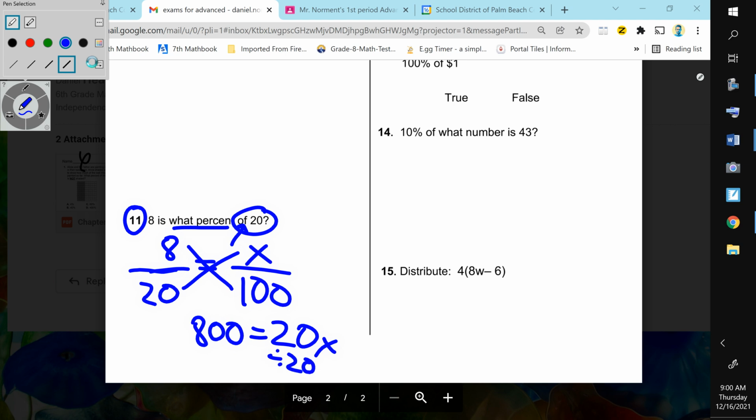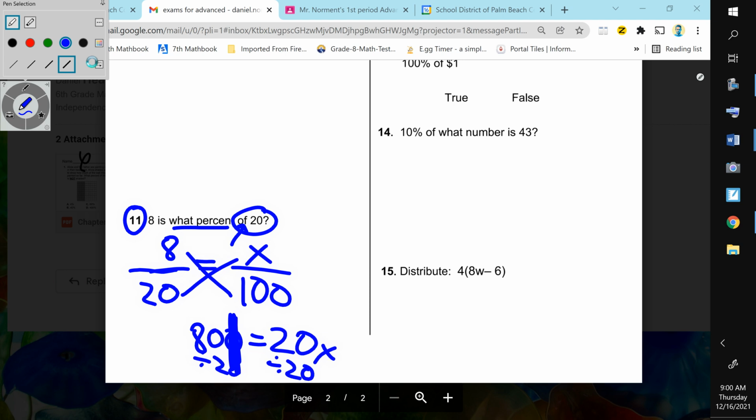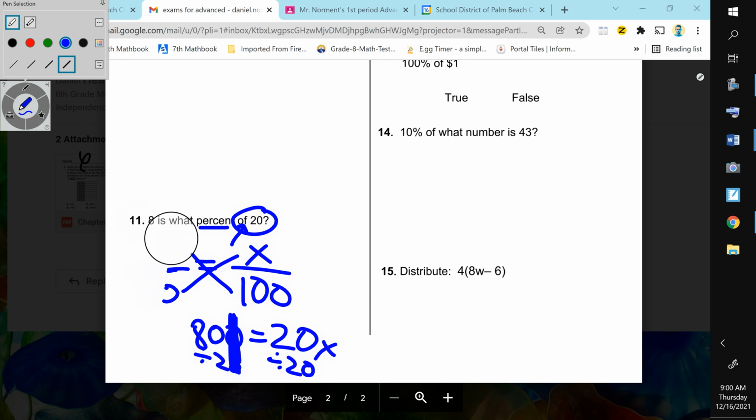And if you struggle with long division, sorry, but here's your hint. Get rid of the zeros. And 80 divided by 2, 80 divided by 2 should be a lot easier for you. So do 80 divided by 2.